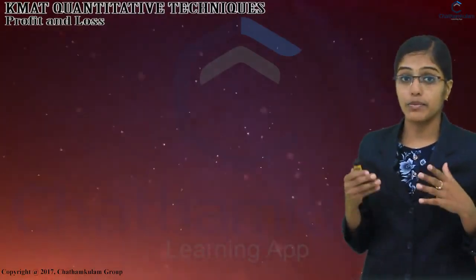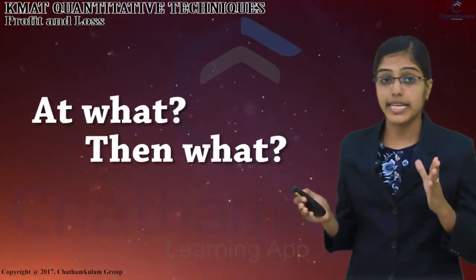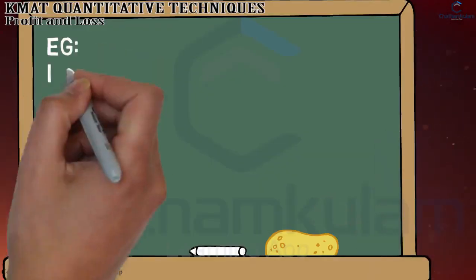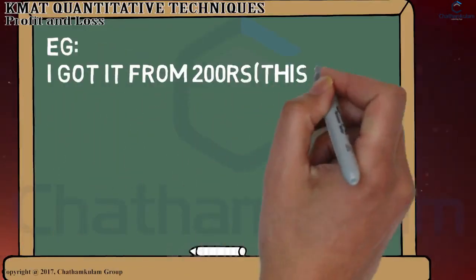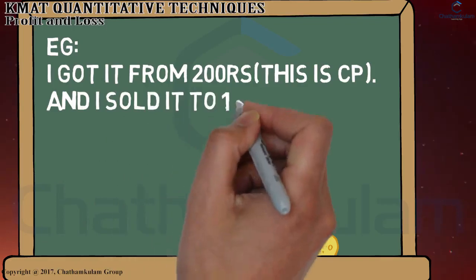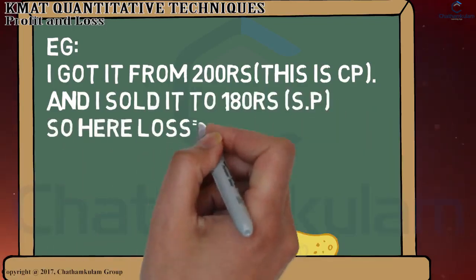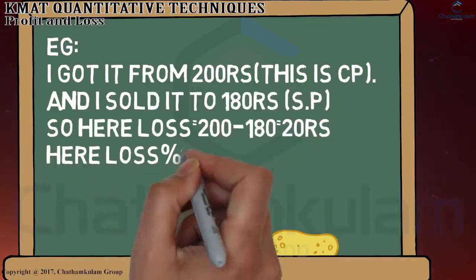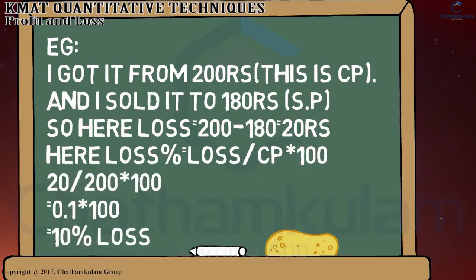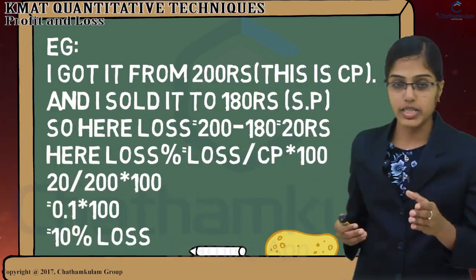Next we discuss an example. I bought it for 200 rupees. This is CP, that is cost price, and I sold it for 180 rupees, that is your selling price. So here loss is equal to 200 minus 180, so that is equal to 20 rupees.